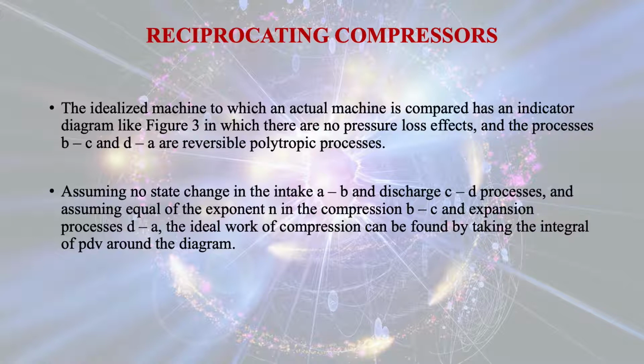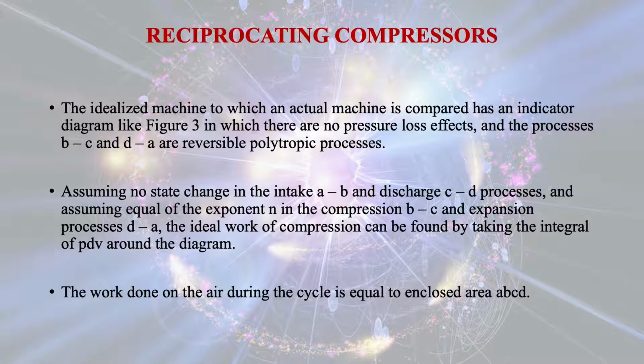The ideal work of compression can be found by taking the integral of PdV around the diagram. The work done on the air during the cycle is equal to the enclosed area ABCD. Now, this is the indicator diagram.